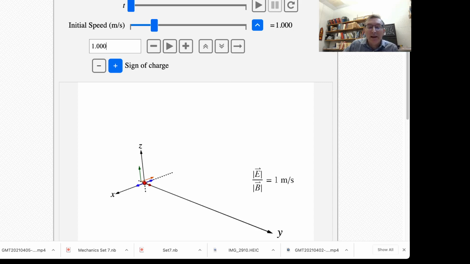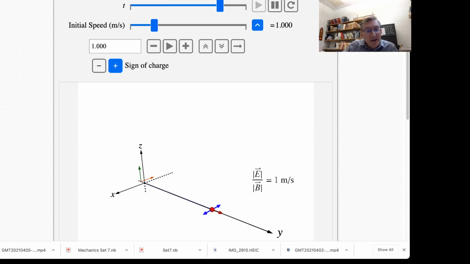So when I run the animation, what should the particle's motion be like? Think about that a minute. Did you say it'll just travel in a straight line at constant velocity? Let's see. And sure enough, that's what it does. It travels in a straight line, happens to be the plus y direction here, at constant velocity.